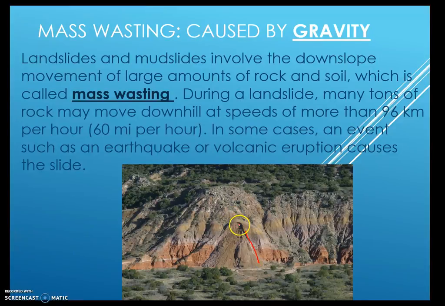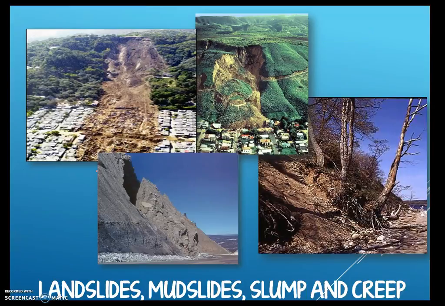So you can see it in this triangle right here that there was a mudslide because it's different than the rock around it. So when this happens, many tons of rock may move downhill at close to 96 kilometers or 60 miles per hour. It can even trigger an earthquake or volcano, or be triggered by an earthquake or volcanic eruption. Here's just some examples of landslides, mudslides, and simply the slow creep of sand and dirt downhill by gravity.